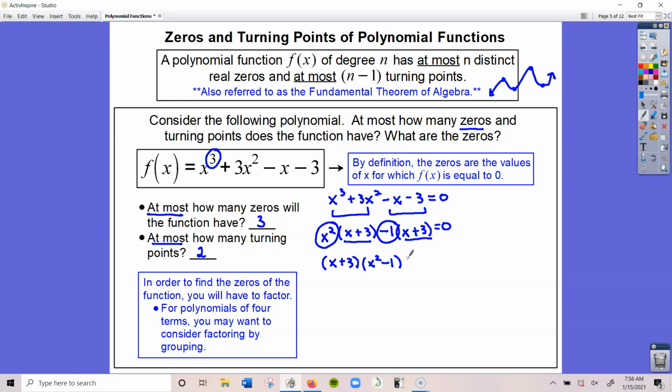So x squared minus 1, which equals 0. Now I hate to break it to you, but we can continue factoring from here. And that's because of this, the x squared minus 1. So this is called a difference of squares.